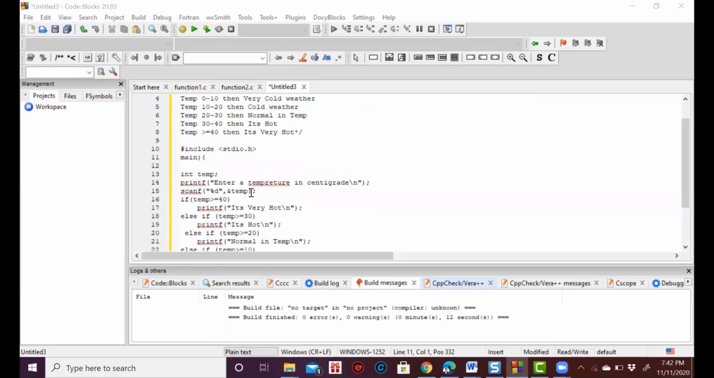Okay, if the logic is correct, then no problem. So now why do I put it from the biggest value? If this value is satisfied, then finish. We do not need to check at the bottom.